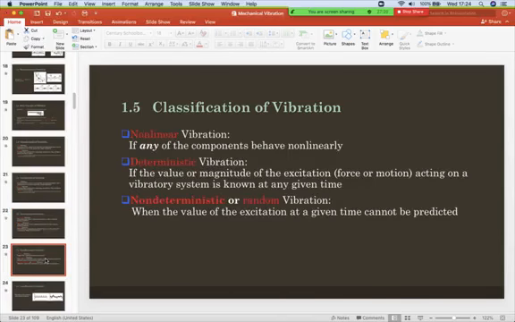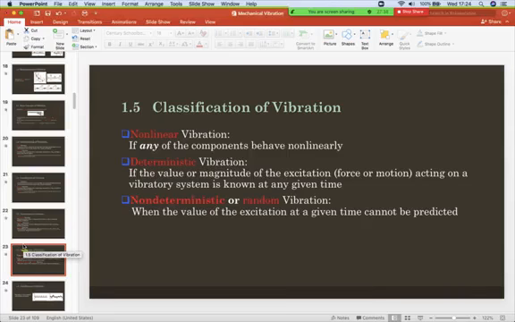We also have nonlinear vibration, where any of the components behave non-linearly. So the three points are not aligned; they come to different locations or points. We also have deterministic vibration.